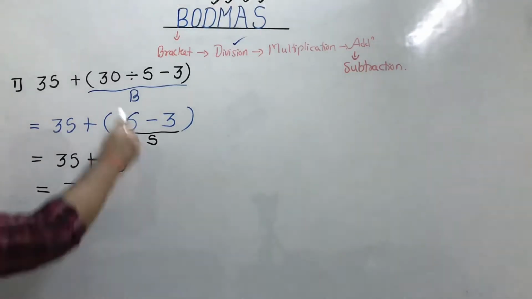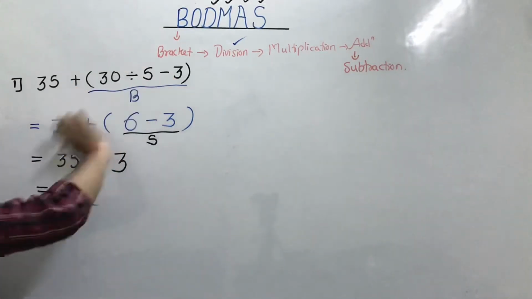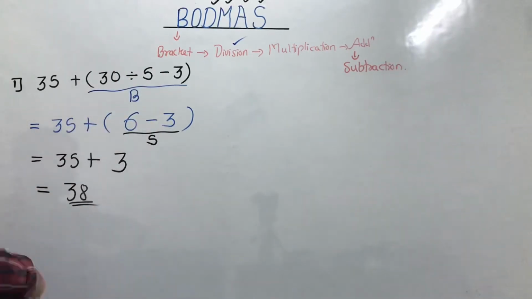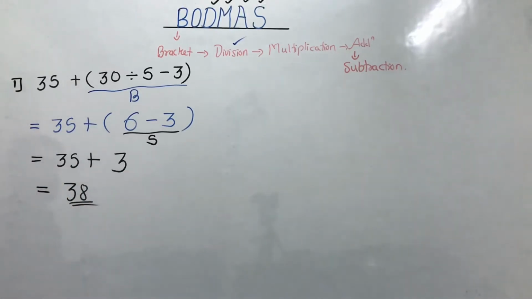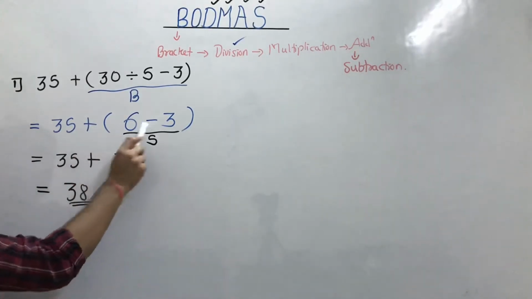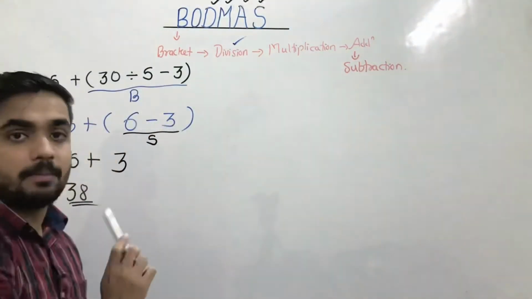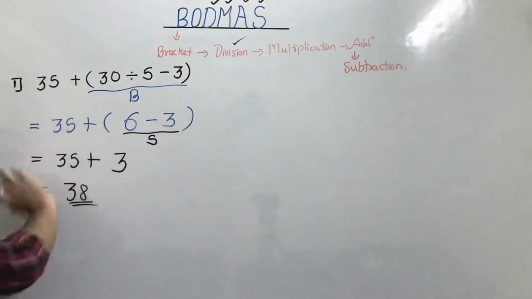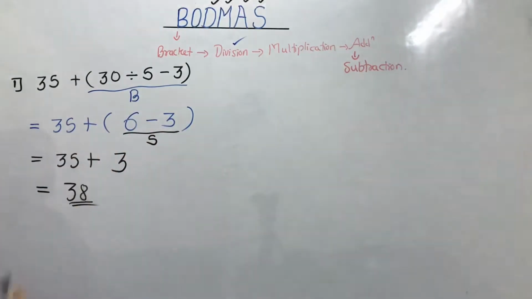So I'll repeat it. First you have bracket, so you have to solve the bracket. But inside the bracket you have division and subtraction. So first I'll go with division. The answer of division is 6. 6 minus 3 is 3 and 35 plus 3 is 38. Now here we have both the things, plus also and minus also. The rule says that first addition and then subtraction. But here we have bracket, right? So first we have to solve the bracket, then the remaining thing. Hence first we did subtraction inside the bracket, then we did addition, and hence our answer is 38.